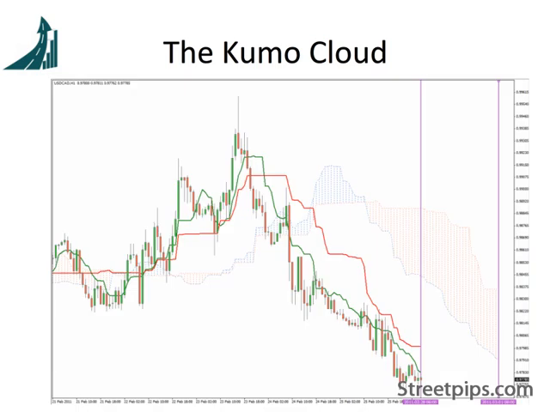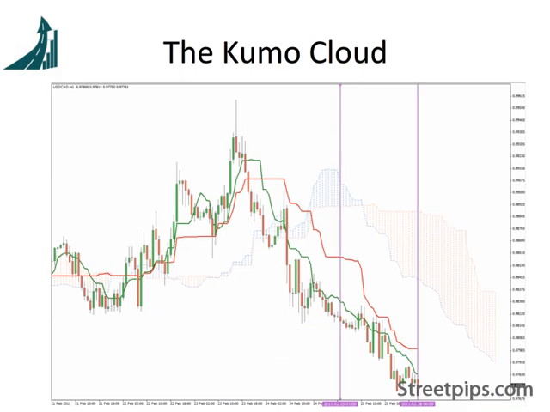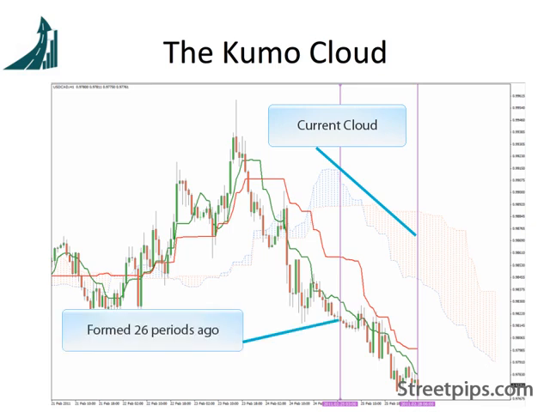Let us explain using an example. At the current moment, prices are right here. And it is with the current calculations that future clouds are being formed. You can clearly see that clouds are formed 26 periods ahead of price. Now we consider the current cloud right here, which was created by price action 26 periods ago. In the sections ahead, we will be explaining why both the current as well as future clouds are so important.